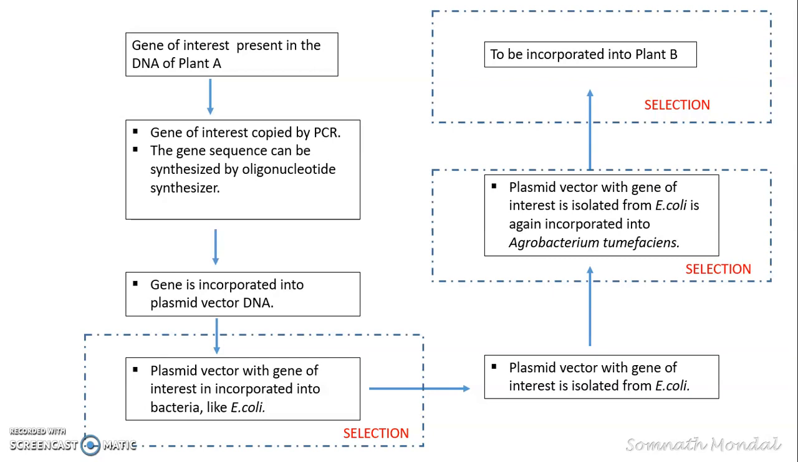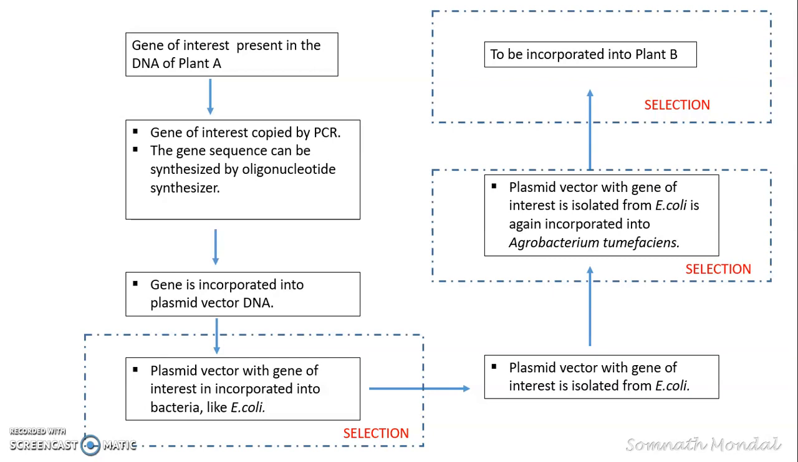coli bacteria, and the E. coli bacterium transformed with our gene of interest and plasmid vector containing the gene of interest can be isolated and again transformed into another bacterium, that is Agrobacterium tumefaciens, which is the natural genetic engineer of plants. Now, by Agrobacterium tumefaciens, that particular gene of interest can be inserted into plant B.